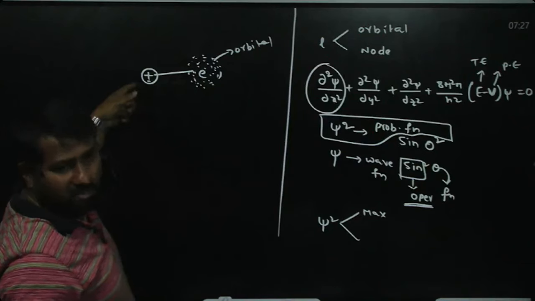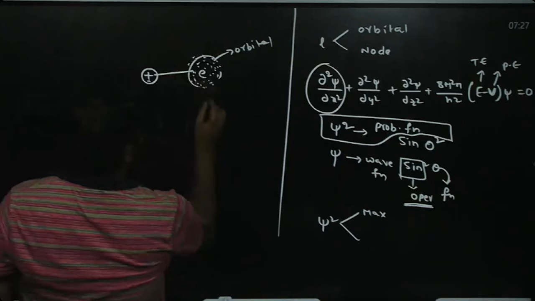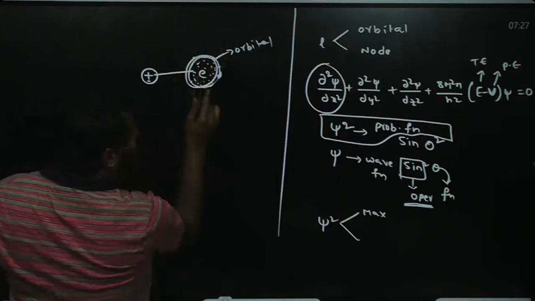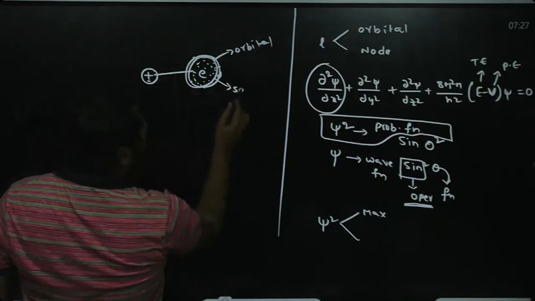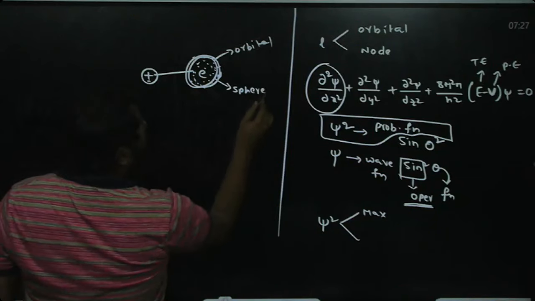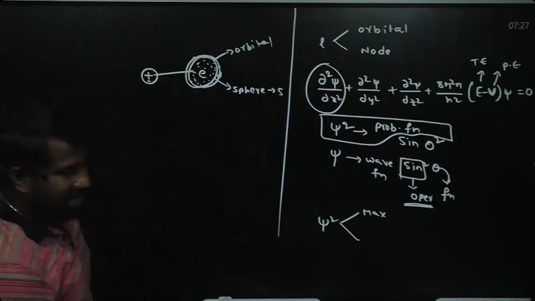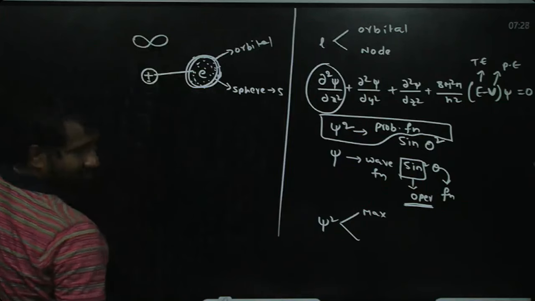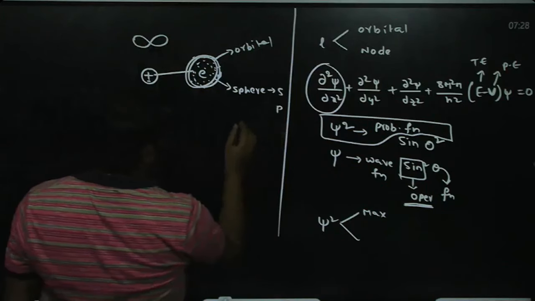probability must be maximum. What is that? Probability must be maximum. If you are going to label this entire part, what did I get? What kind of shape does it have? Like a spherical or sphere. This spherical shape or sphere is said to be s orbital. Otherwise, somewhere the electron is going to be found like this. Okay, that is called dumbbell shape, said to be p orbital.